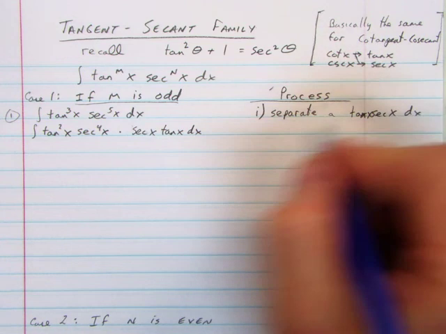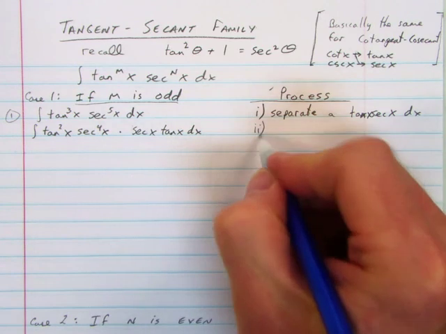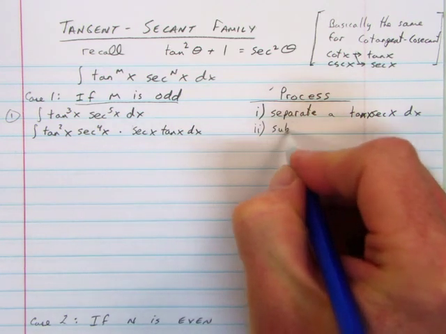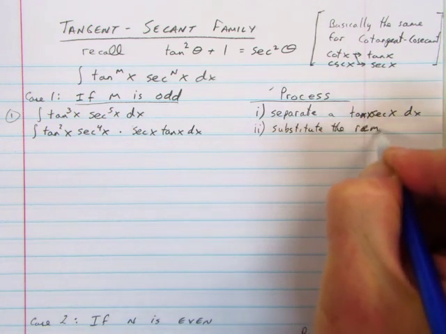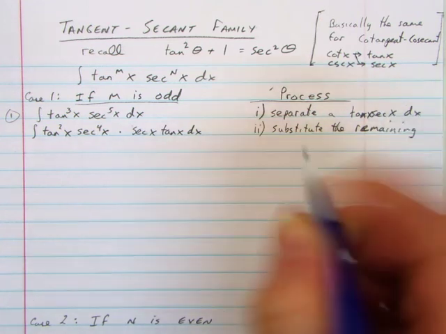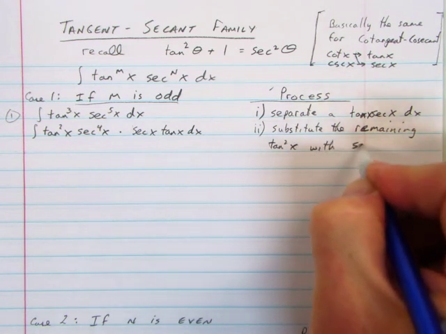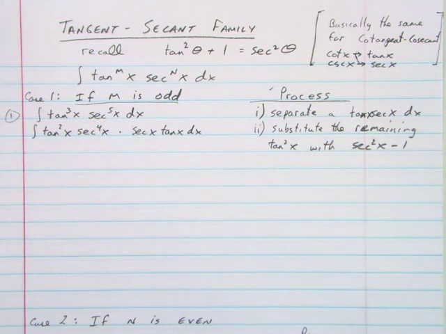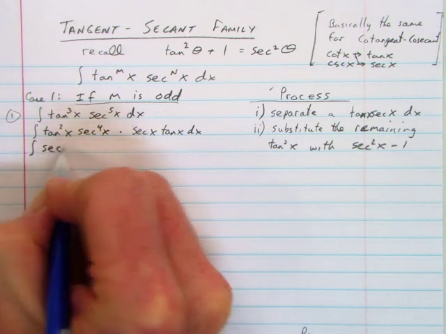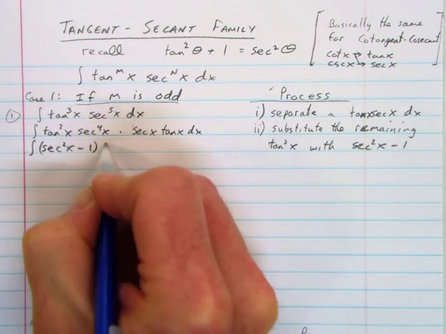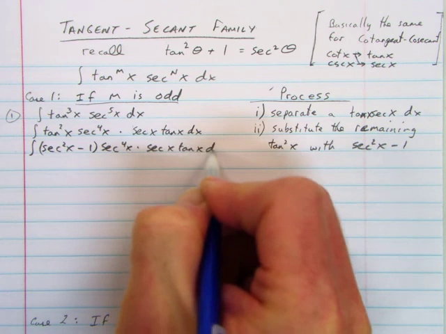Now, why would we want to do that? Because we can see that this is the derivative of secant x. What we'll do now is substitute the remaining tangent squareds with secant squared x minus 1. So I have, in this case, just one tan squared. So we'll change that to secant squared x minus 1 times secant to the 4th x times secant x tangent x dx.